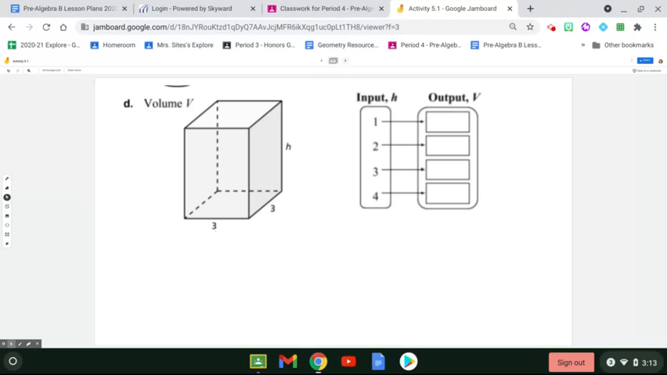Volume. Okay, volume is length times width times height. So if I do that, length times width times height, so 3 times 3 is 9, and 9 times h is 9h. So the volume is 9h. Okay, so I'm going to put inputs of 1, 2, 3, and 4 into that.